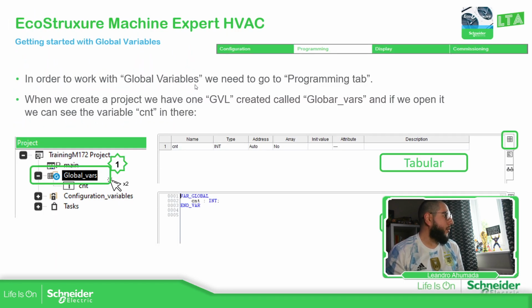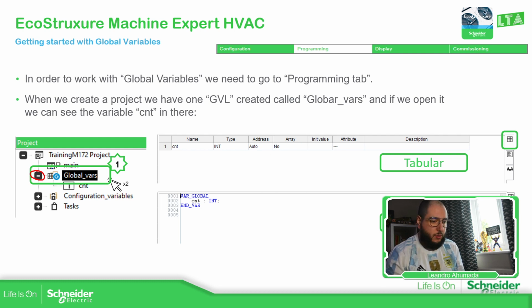So by default, when we create a project, we are going to have what we call in other software a GVL, global variable list. That is here. It's called global underscore vars. This is the variable list that came by default when we create an application. Inside the GVL, if you press the plus over here, you should be able to see everything inside this. By default, we have this CNT variable that is just a counter in each cycle of the controller. So by default, we have one, but it doesn't mean that we cannot add another one.